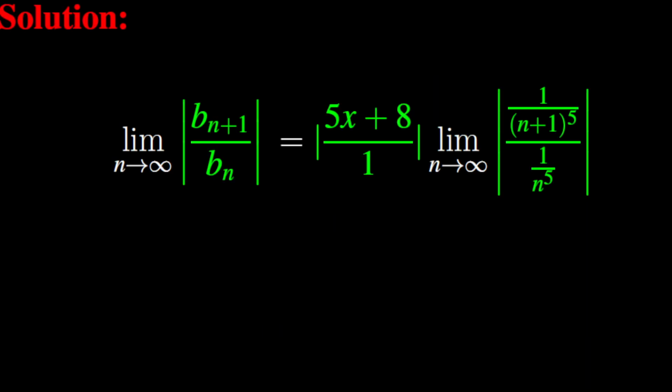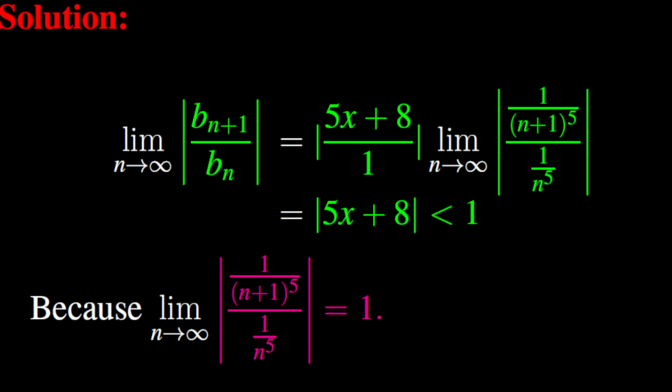We can pull the quantity (5x + 8) over 1 out of the limit expression because it does not depend on n. Thus, we only need to compute the limit as n goes to infinity of the fraction 1 over (n + 1) to the power 5, over 1 over n to the power 5. The limit of the ratio is equal to the absolute value of 5x + 8, which must be less than 1 for the series to converge.